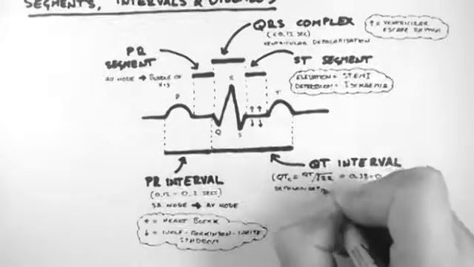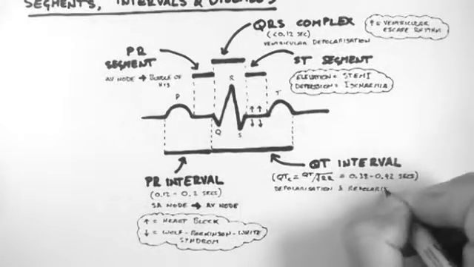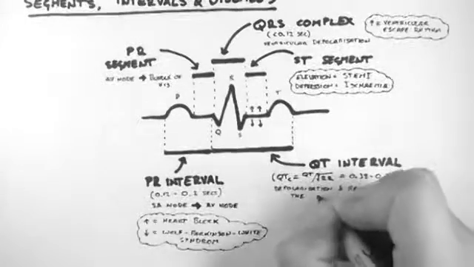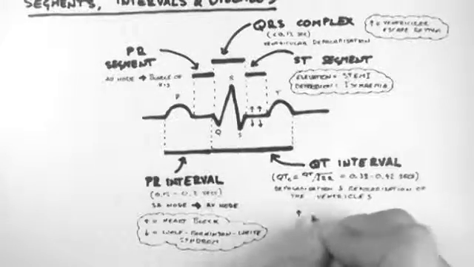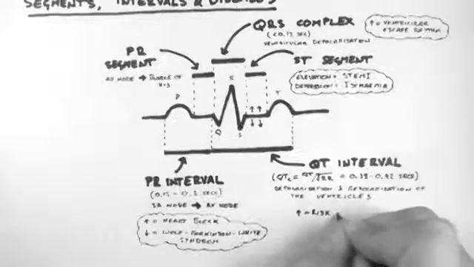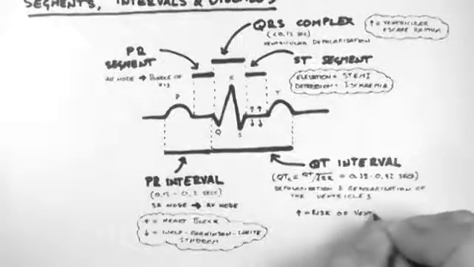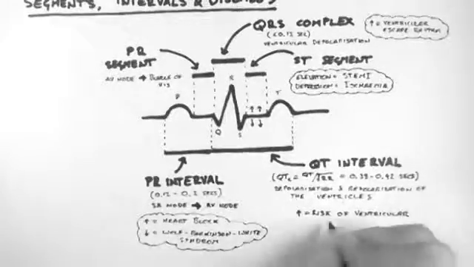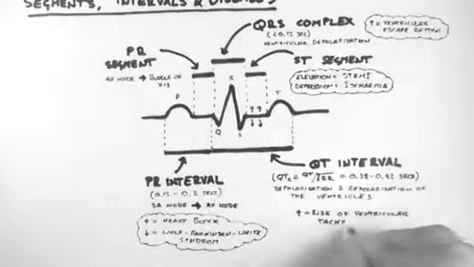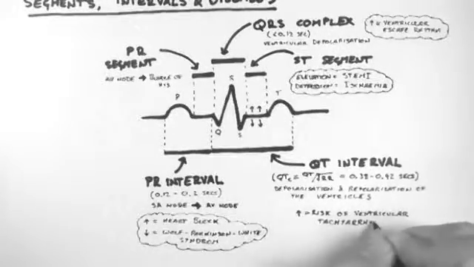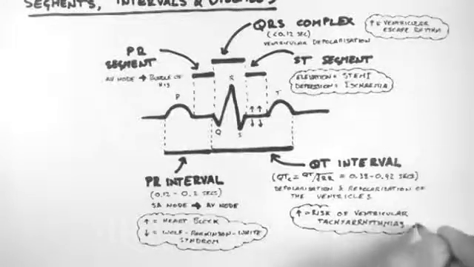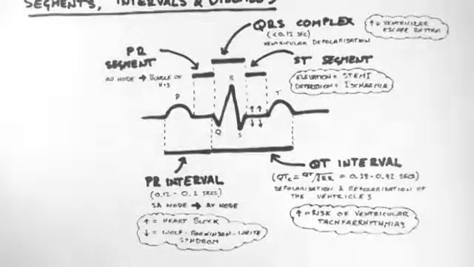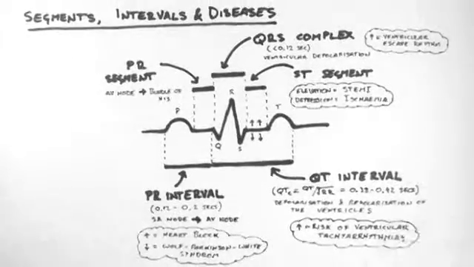The QT interval corresponds to the depolarization and repolarization of the ventricles. An increase in the QTC predisposes the patient to an increased risk of life-threatening ventricular tachyarrhythmias such as ventricular tachycardia, ventricular fibrillation, and torsade de pointes. And that's an overview of segments, intervals, and their associated diseases.